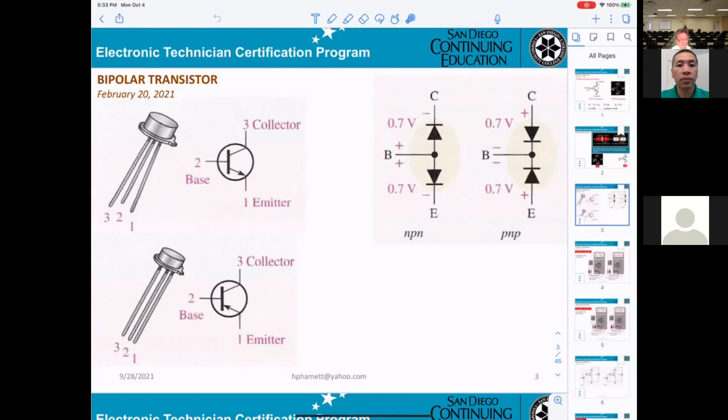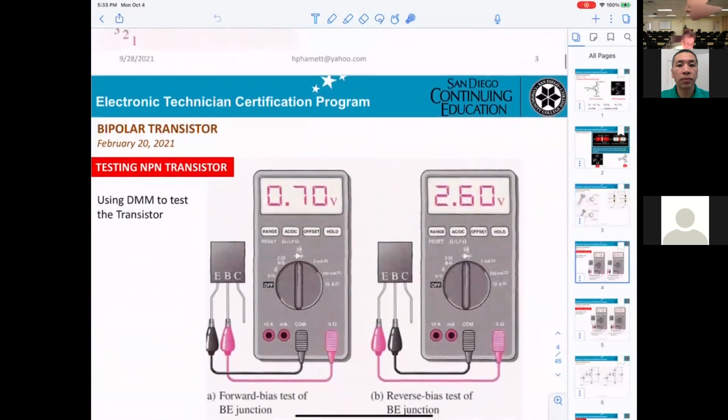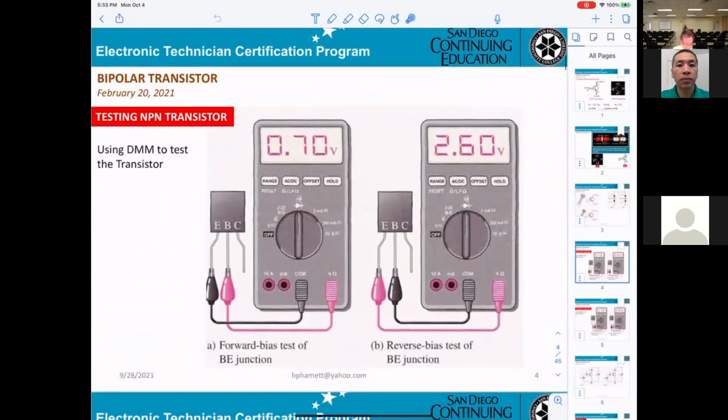Okay. So basically inside the transistor, from the base to the emitter you get one diode, and from the base to the collector you get another diode. That means two diodes make up the transistor. This one, they're just telling you how to test the transistor.